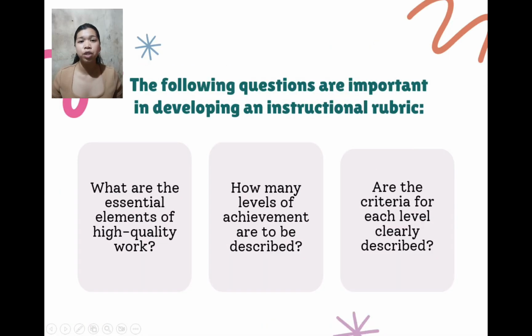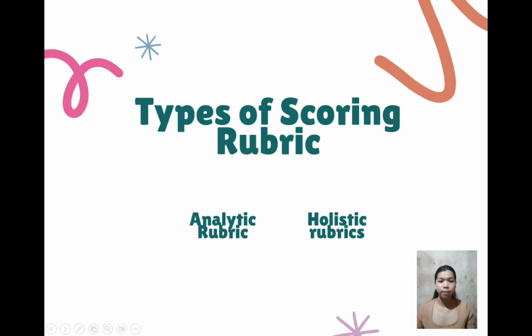Are the following questions important in developing an instructional rubric? First question, what are the essential elements of high quality work? Second, how many levels of achievement are to be described? And the third question is, are the criteria for each level clearly described? Now let's move on to the types of scoring rubric.